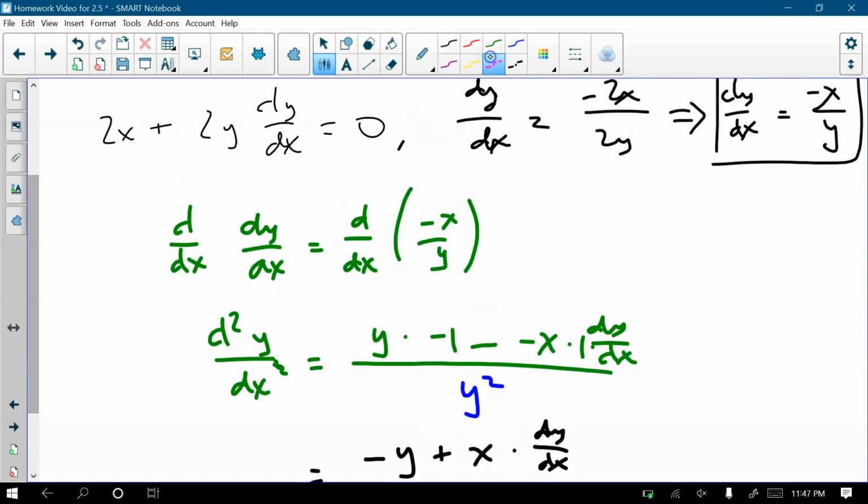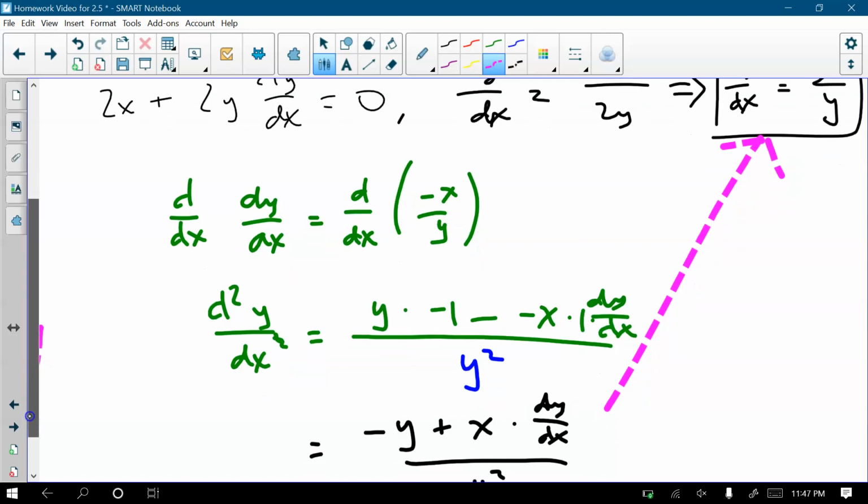Dy dx is equal to negative x over y, so let's just substitute that in.